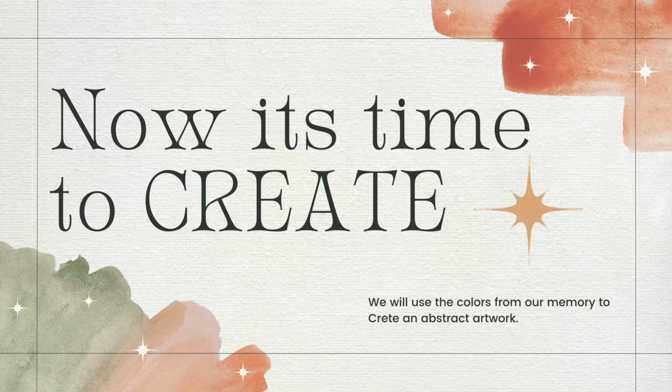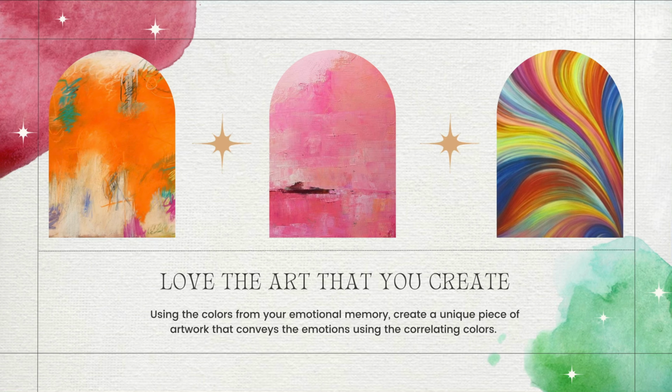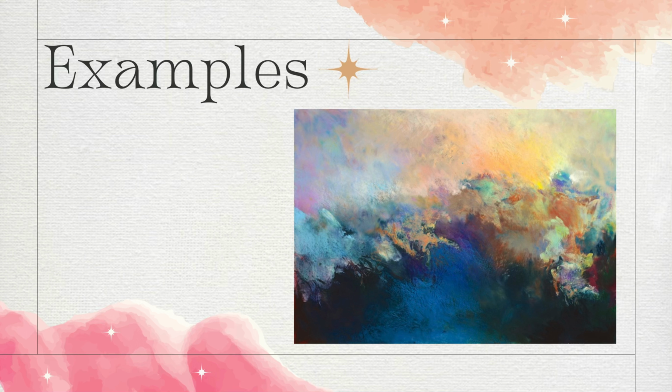All right. So now it's time to create, and you're going to create your artwork based on your memory, okay? So using the colors of your emotional memory, you're going to create a unique piece of artwork that conveys those emotions by just using colors. I love this artwork because it's very light and airy and happy and serene at the top, but all those positive emotions are getting pulled down into the darkness, into the negative emotions, and that tells quite the story using nothing but colors. There's no pictures in any of these.